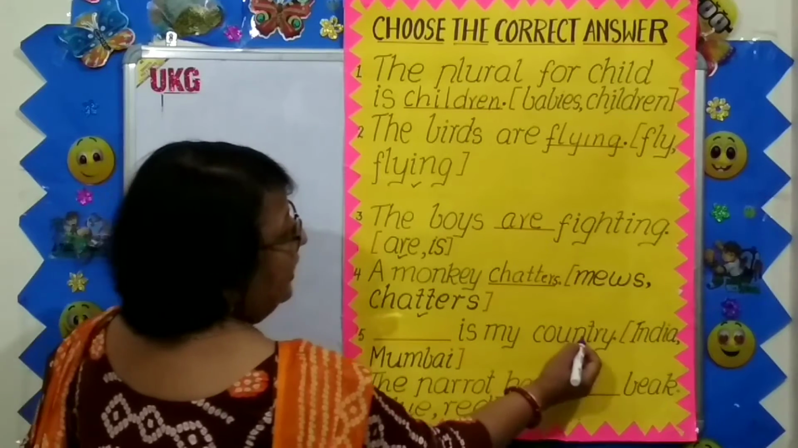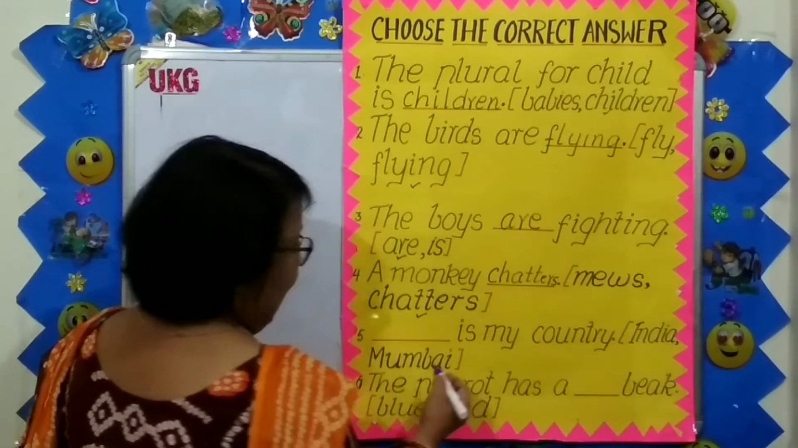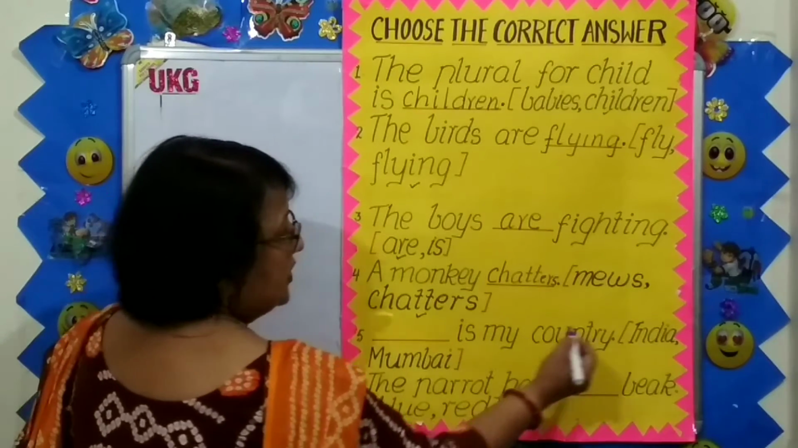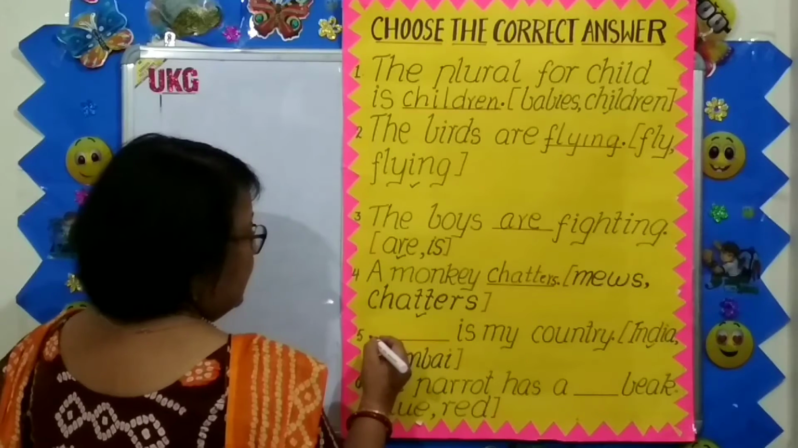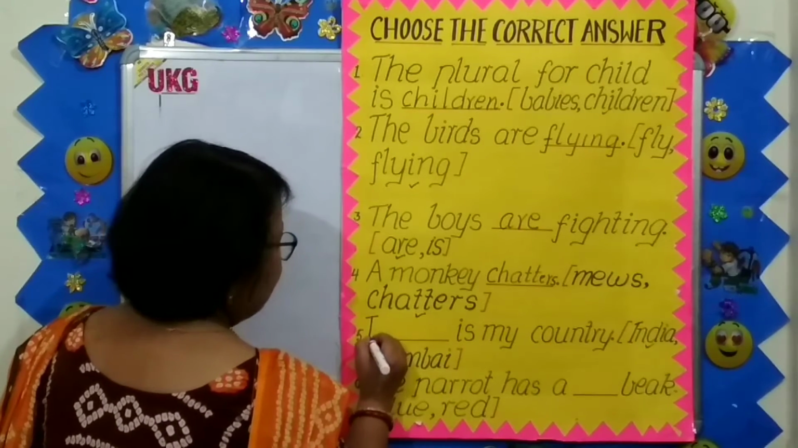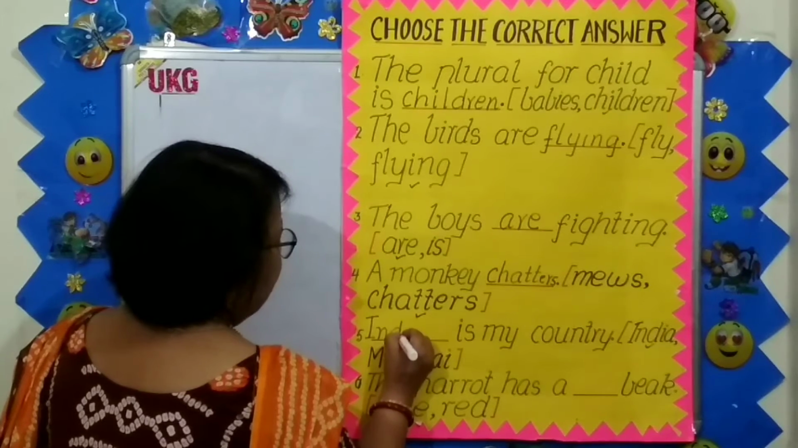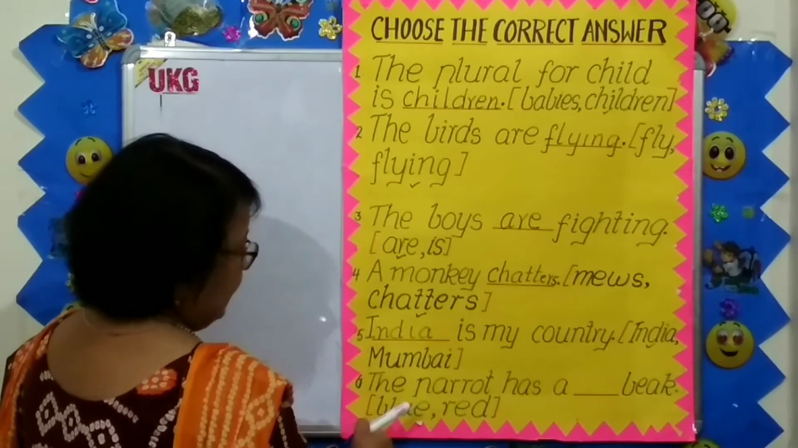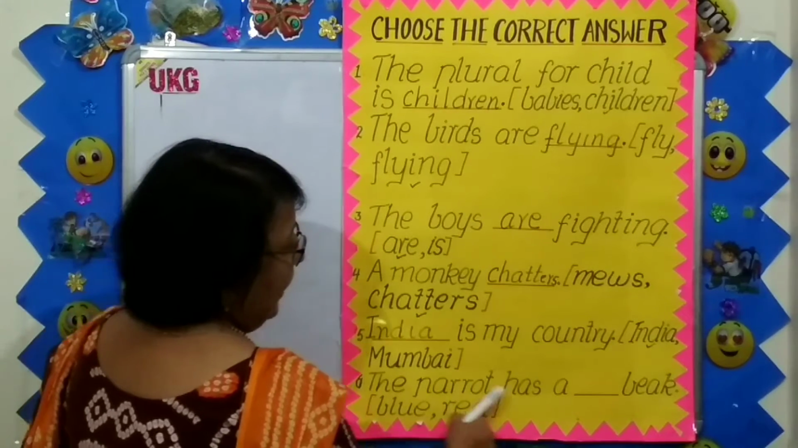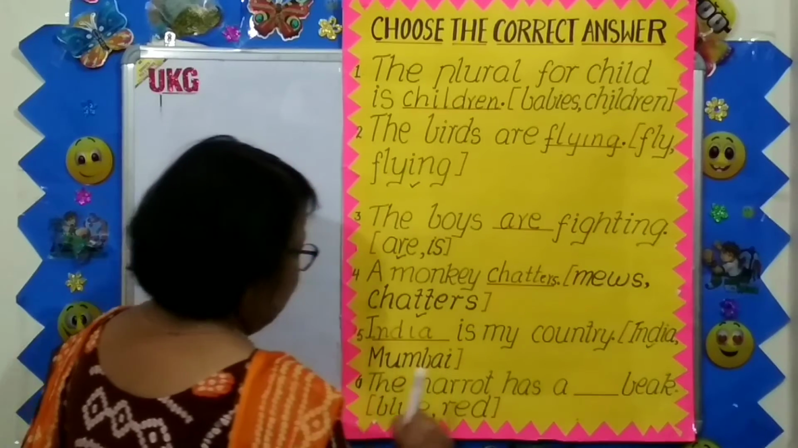Now, next, number five. Dash is my country. Look within the bracket. India and Mumbai. Which is the correct answer? India. So, India begins with a capital letter. I-N-D-I-A. India.